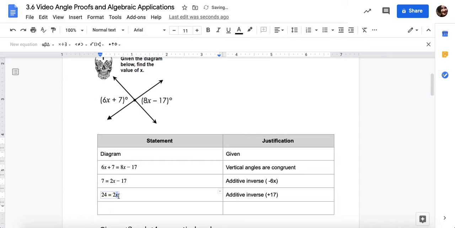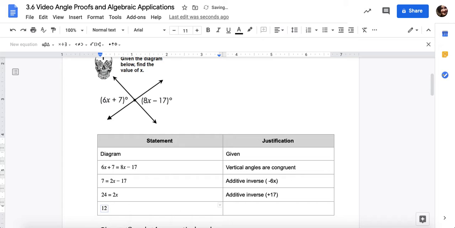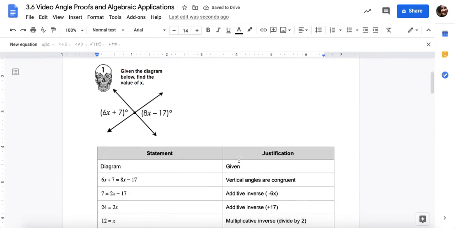Okay, now to get our x completely isolated by itself, we need to divide by 2 on both sides. And that would leave us with 12 equals x. It's our multiplicative inverse. Divide by 2. But we're not necessarily done, because remember when we talked about our special properties in our 3.4 notes, so actually your 3.4 notes will also be helpful.